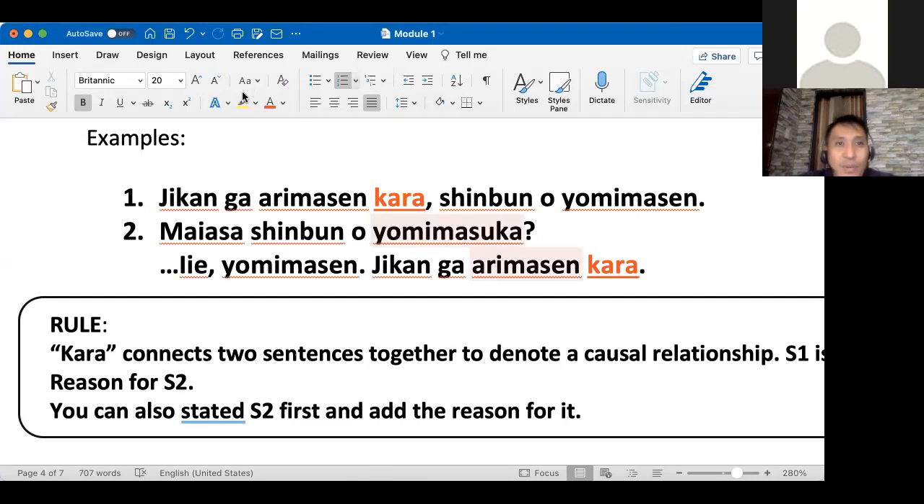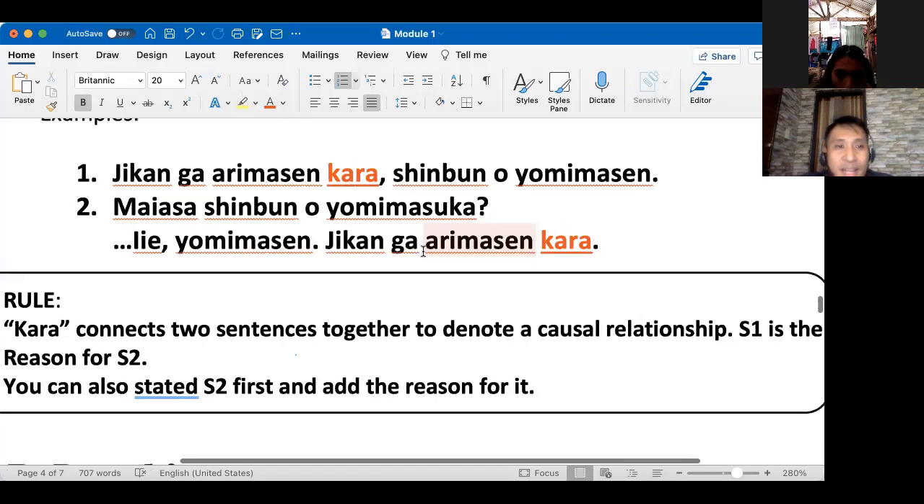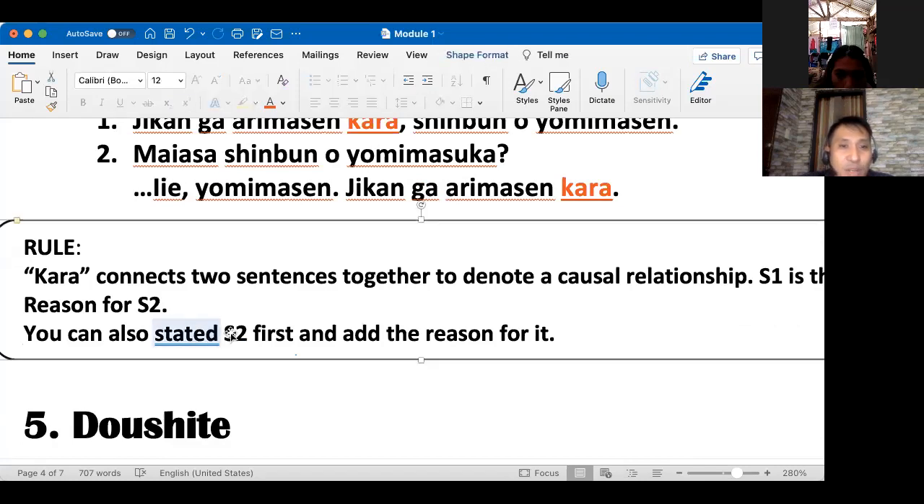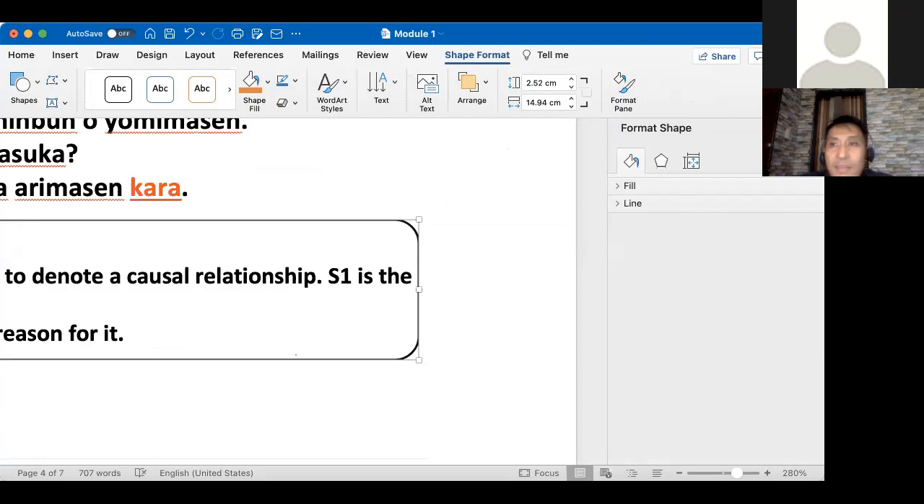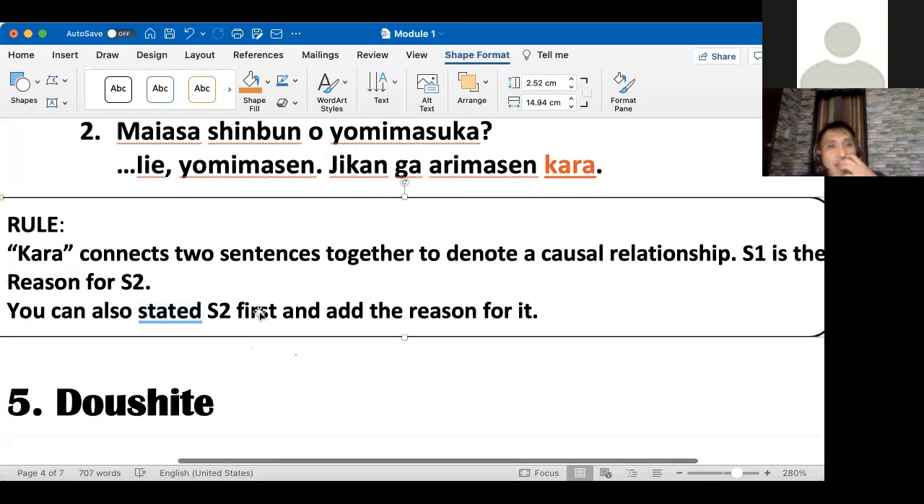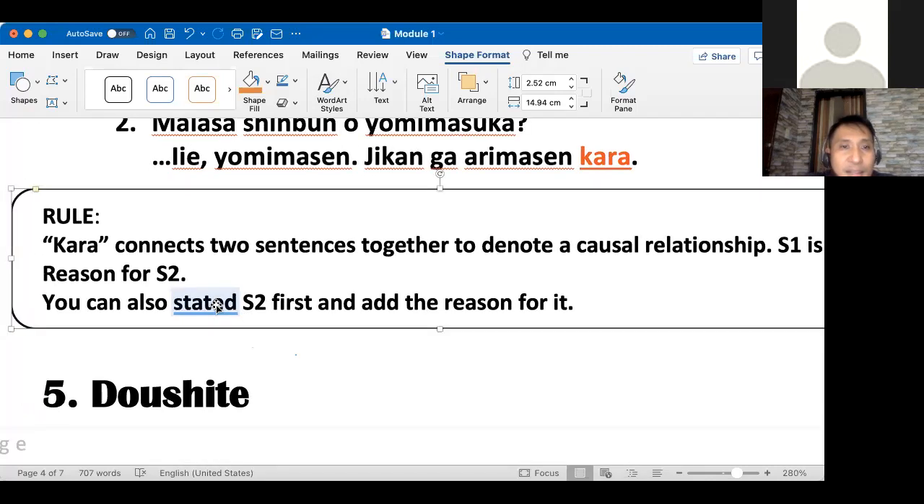Okay? So, medyo mahirap itong bahaging ito kasi you have to have enough vocabulary words for you to be able to come up with a sentence. Kara here connects two sentences together to denote a causal relationship. So, subject 1 is the reason for subject 2. You can also state subject 2 first and add the reason for it. Okay. So yun.